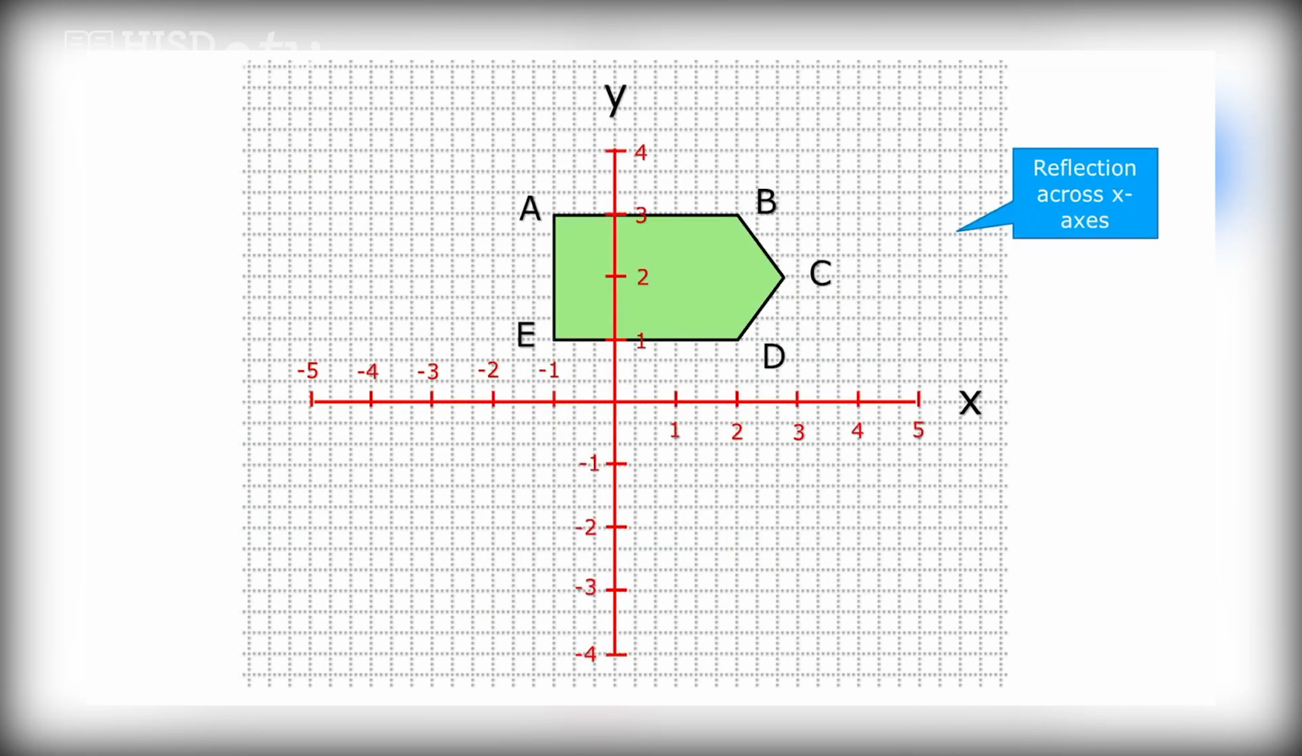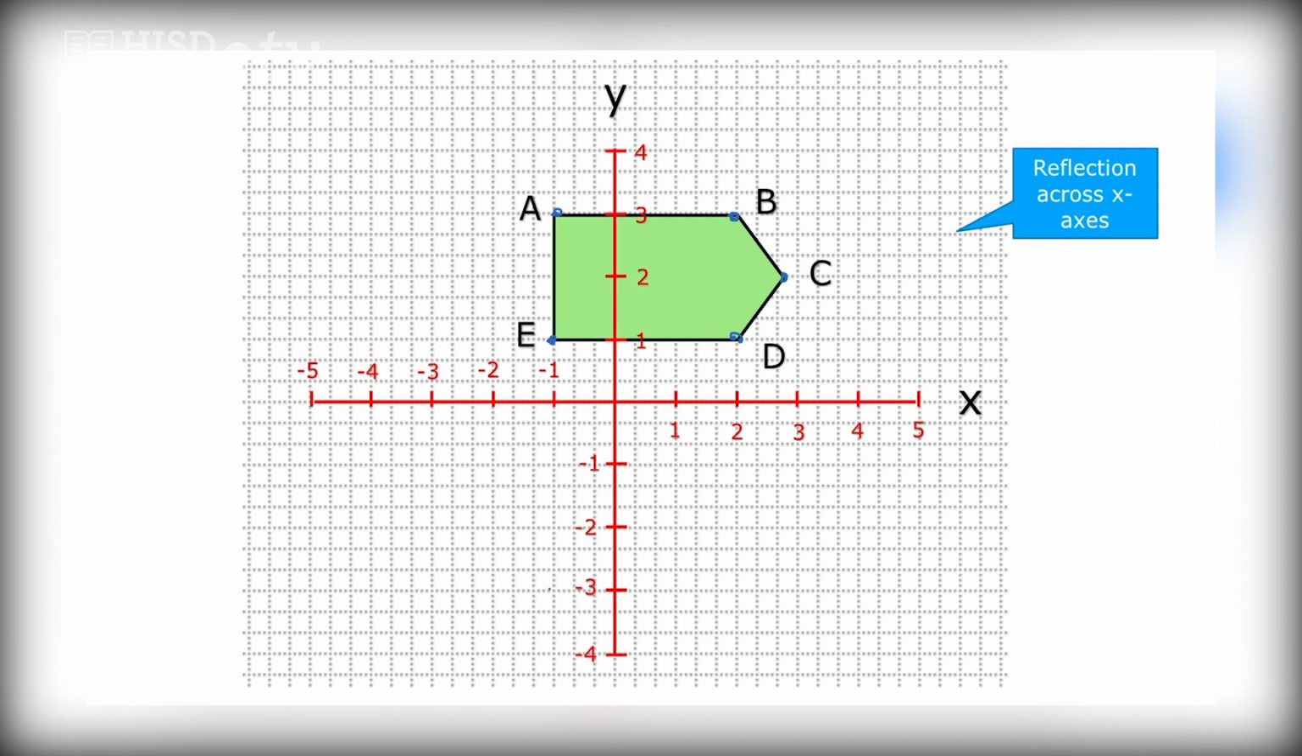Now we're going to reflect the following figure across the x-axis. And as I said, we are going to get every point and reflect it, so we can then just unite the points and draw the same figure on the other side. So we're going to start with point A.